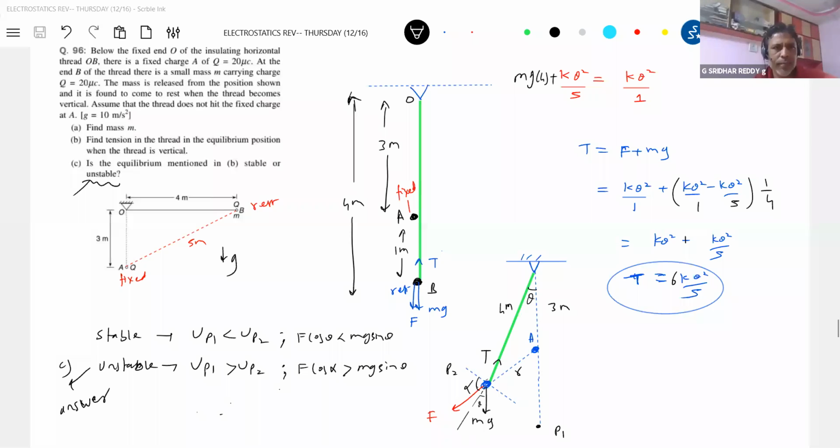Sir, can you open this? For stable equilibrium, potential energy should decrease, no, sir? No, minimum. The potential energy should be minimum at that equilibrium position. That's the idea. Go back to definitions. Okay, sir. Okay.